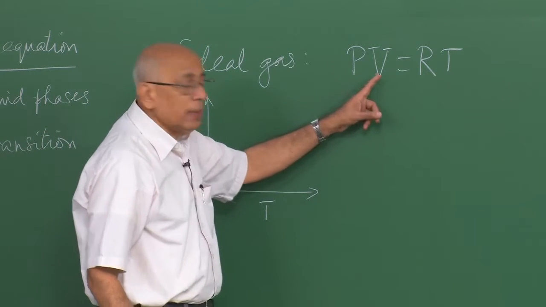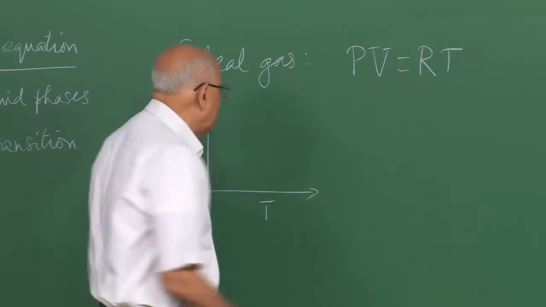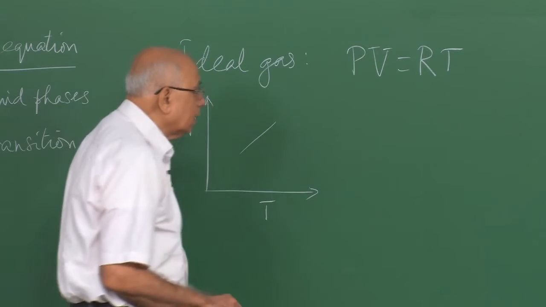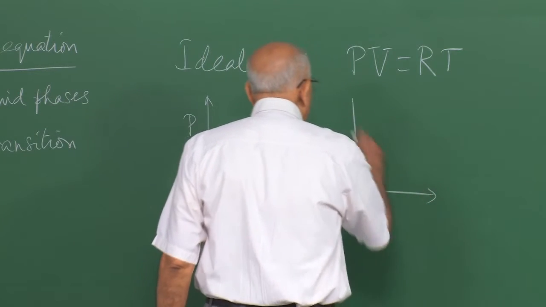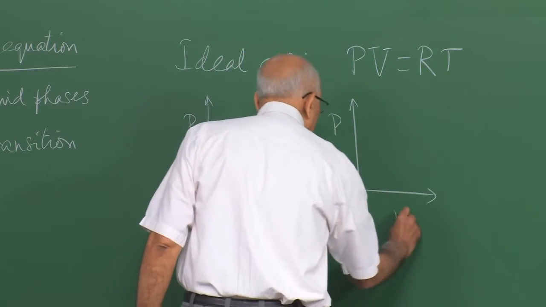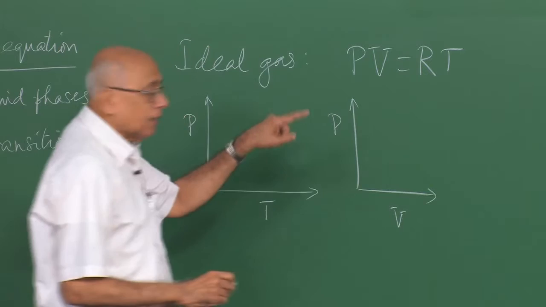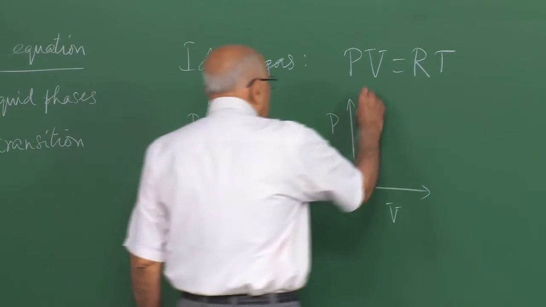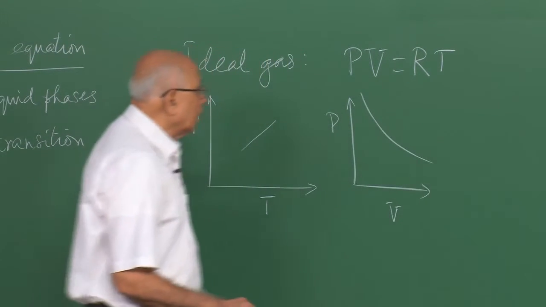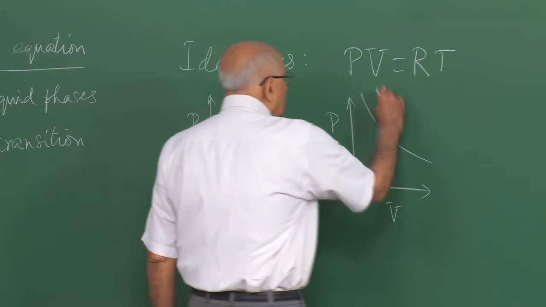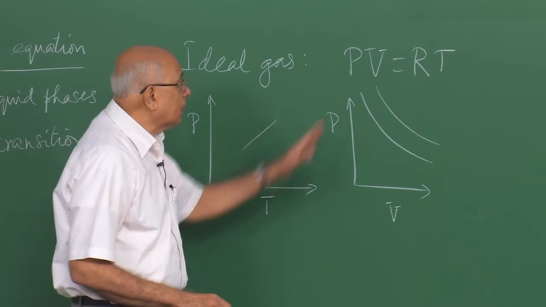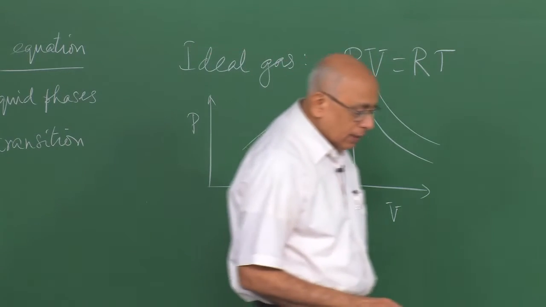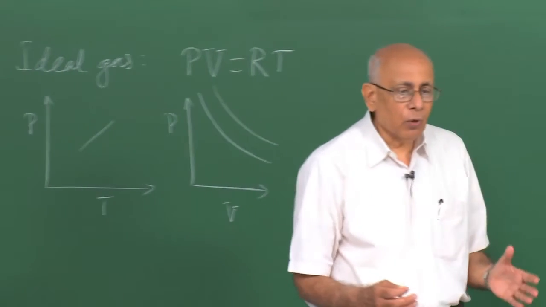is clear that if V is constant and you have a fixed amount of material, this is some kind of straight line. On the other hand, you could also plot P versus V here for a fixed value of the temperature and you get a rectangular hyperbola of this kind. You increase the temperature, you get a different hyperbola, etc. There is no way in which this substance, this gas, can actually condense to form a liquid.